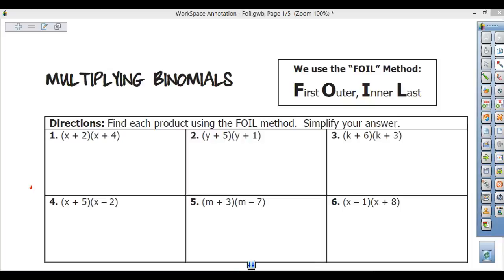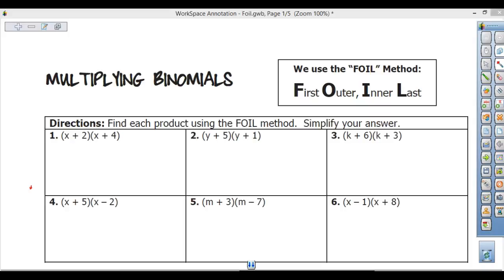These guys, right? Okay, so we've added and subtracted them, we've multiplied them. This is just another method for multiplying. This is if I have two binomials next to each other. Binomial because there's two, binomial because there's two. Okay, so this is how we're multiplying.